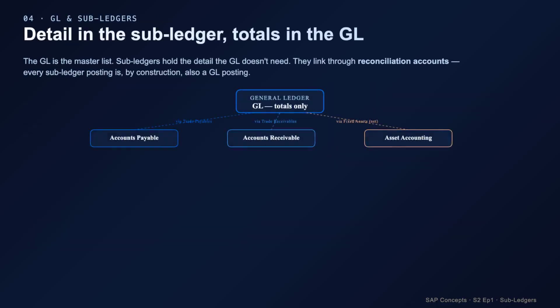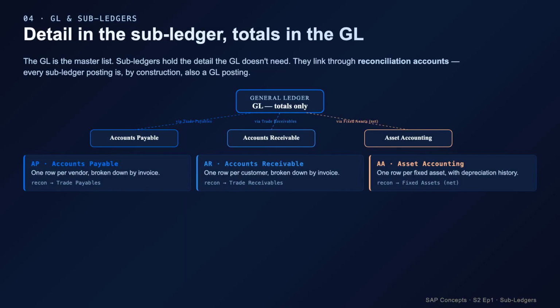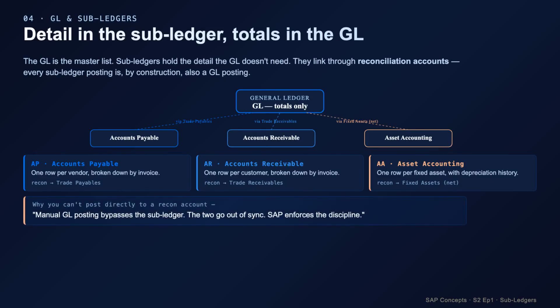Finance has a general ledger and several subledgers. The GL is the master list. Every posting hits it. Subledgers hold detail the GL doesn't need. 3 big ones. AP for vendors, AR for customers, AA for fixed assets. The link is a reconciliation account. Post an invoice to a customer. The AR subledger gets a line, and the GL's trade receivables account gets a debit at the same time. You can't post directly to a recon account. The discipline is what keeps the books reconcilable.